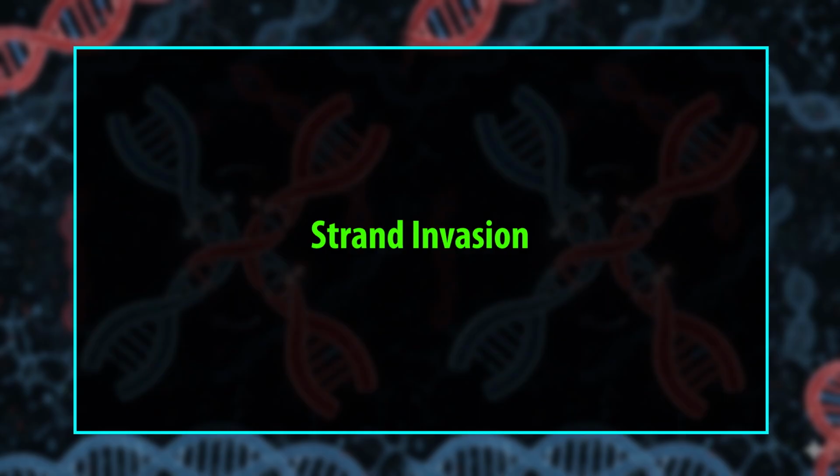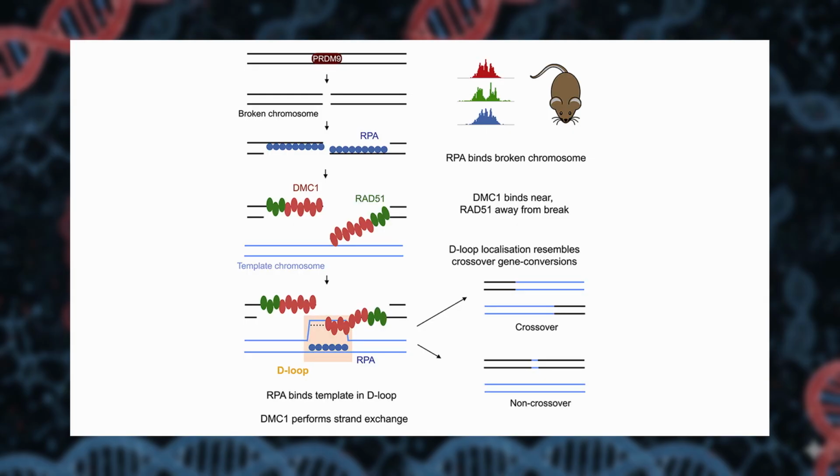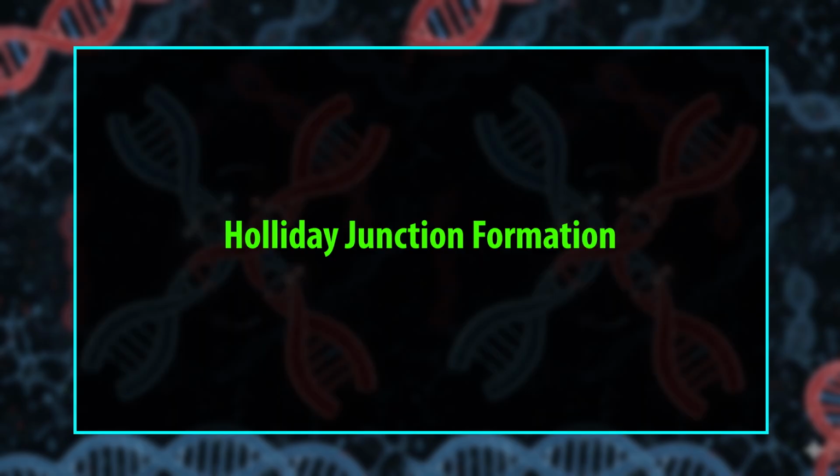Strand invasion. The single-stranded DNA, aided by recombinase proteins such as RAD51 and DMC1, invades the intact homologous chromosome and displaces one strand to form a displacement loop or D-loop, marking the pivotal moment when genetic information aligns accurately between homologs to set the stage for segment exchange and increased genetic variation in gametes. Holliday junction formation.